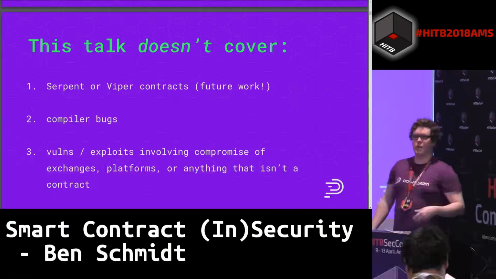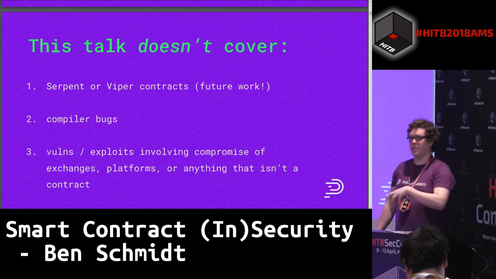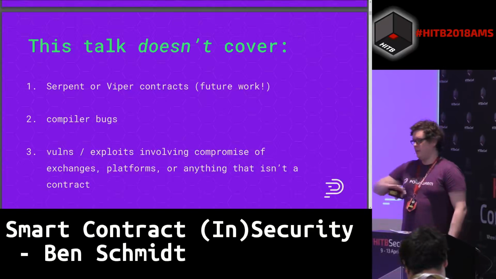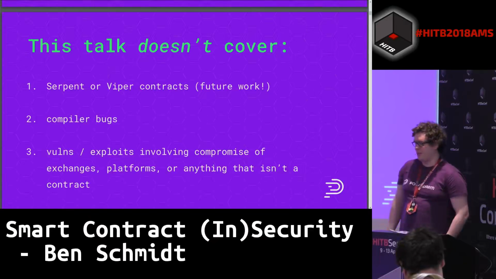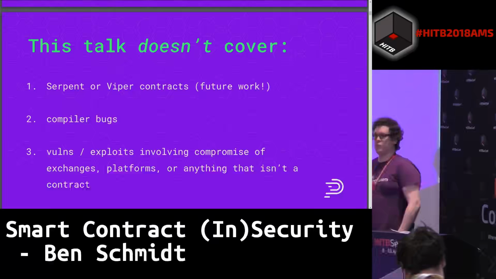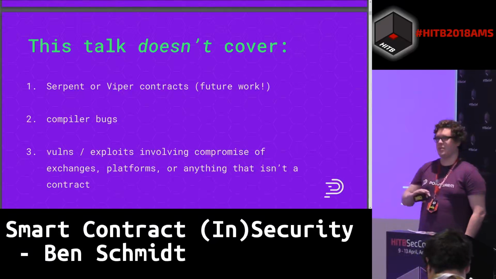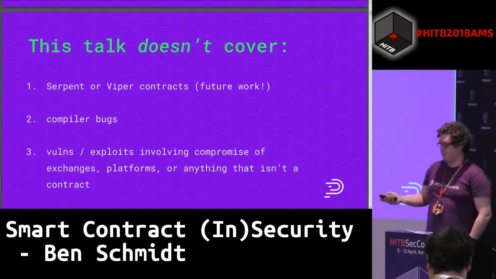We're also not going to be covering compiler bugs. There have been a few in solc, the main compiler used to generate EVM code from these contracts. Those are interesting too, but we don't have time to cover them. And we're definitely not going to be covering vulnerabilities and exploits in exchanges that allowed people to steal funds, just because they're not really related to smart contracts and are more traditional security issues.